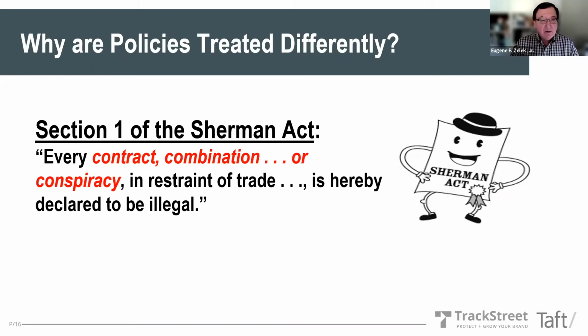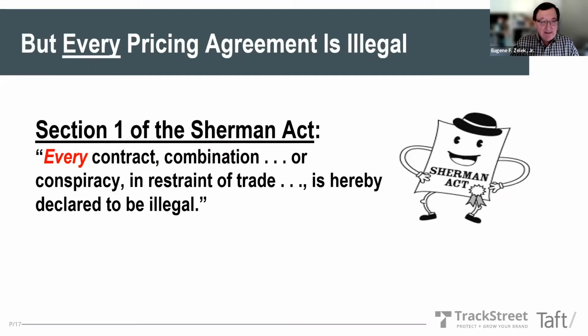And this is true not only with respect to the Sherman Act, it's true with respect to the Federal Trade Commission Act, Section 5, and it's true in every state. So that's why policies are treated differently, and that's why they're so potent. Next. But wait a minute, isn't every pricing agreement illegal? Because the statute again says every contract, combination, or conspiracy. Next.